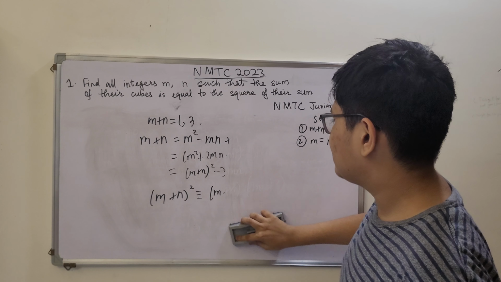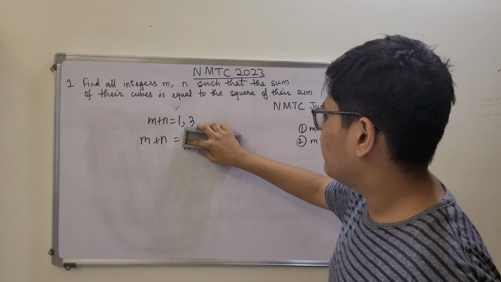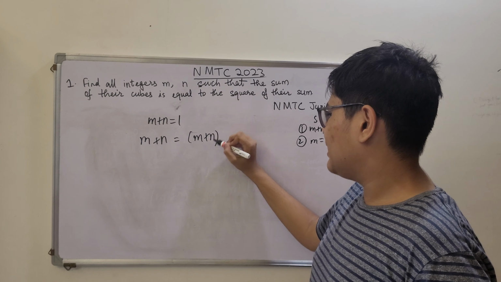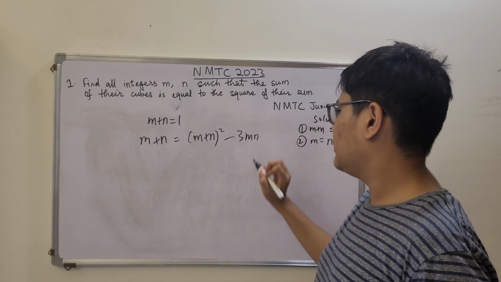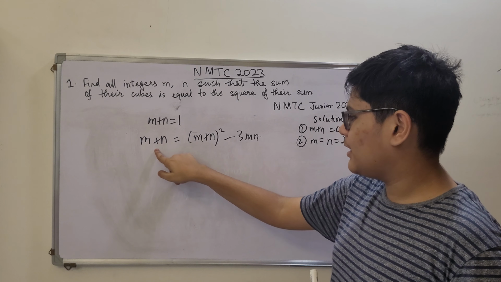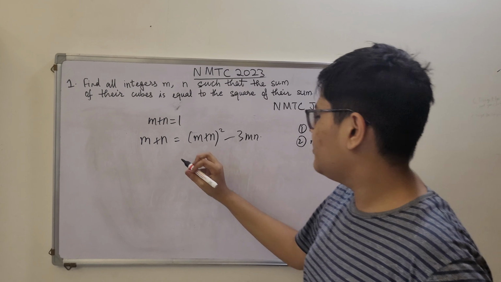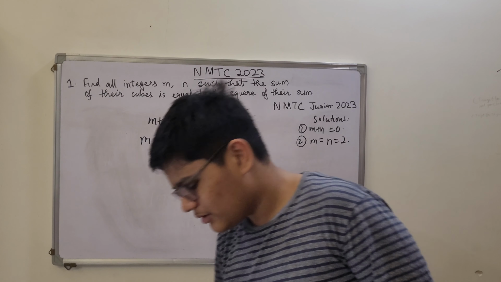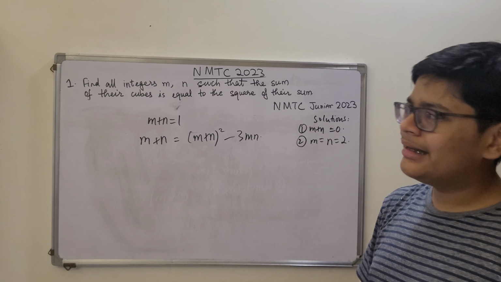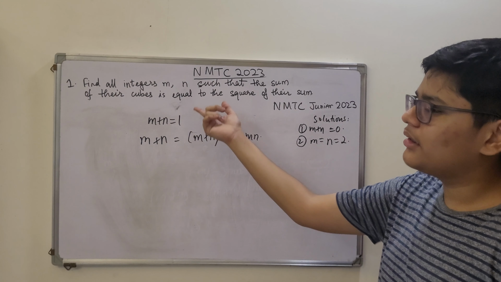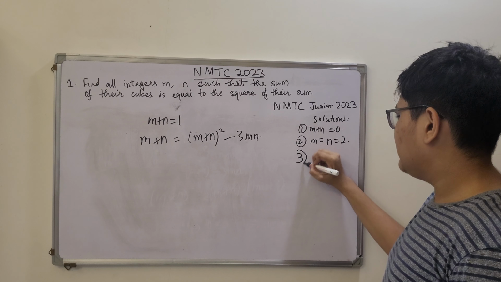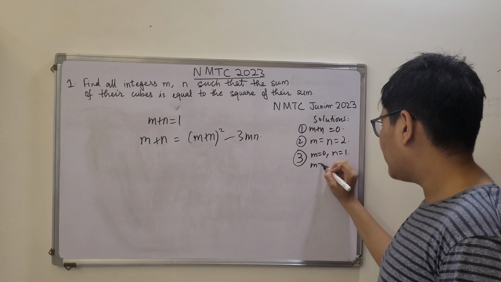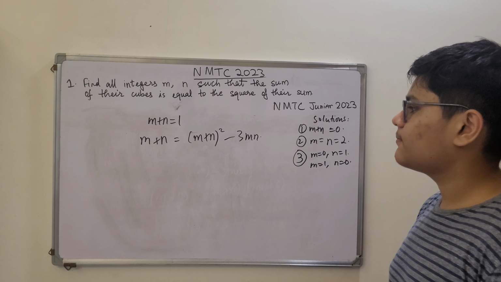So let's first discuss the case where m plus n equals 1. We found that this thing is m plus n whole squared minus 3mn. If you put m plus n equals 1, this is 1 and this is also 1, so they cancel out. So you basically just get 3mn equals 0, or basically mn equals 0. Since mn equals 0, either m is 0 or n is 0, and accordingly the other is 1. So basically you get m equal to 0, n equal to 1, or m equal to 1, n equal to 0 as the solutions.